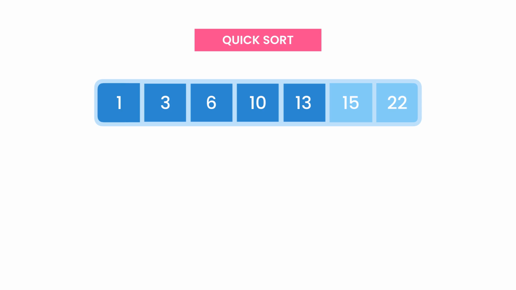On the right side, we have another partition with 2 items. We pick 22 as the pivot. Again, we don't need to rearrange, so 22 is in the right place. And finally, we have another single item partition which is sorted, so our entire array is sorted. So this is how Quicksort works.